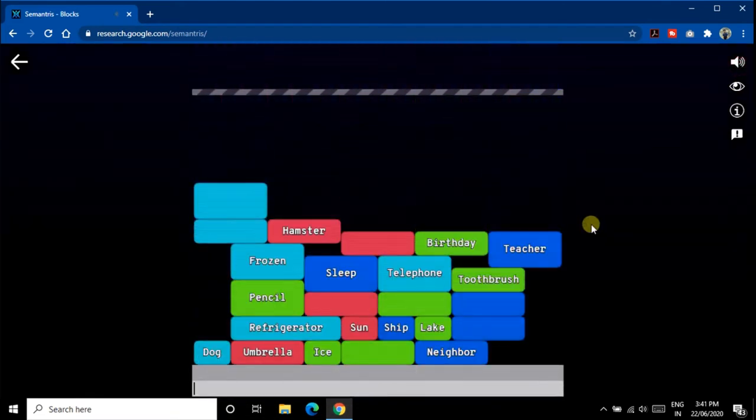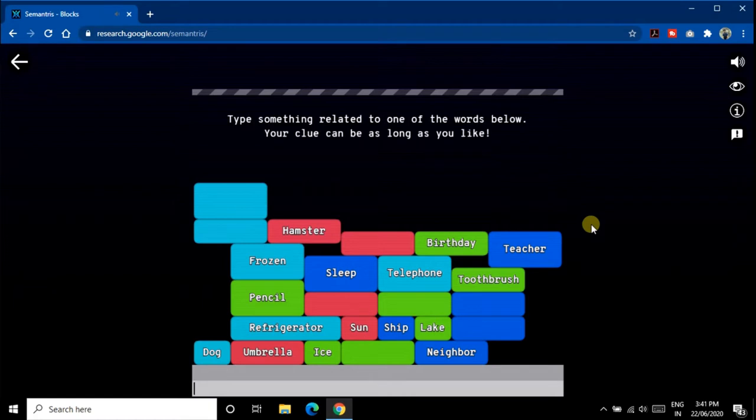Alright, we got some blocks here. It says to type something related to one of the words below. Your clue can be as long as you like. Alright, I can take as long as I like. I'm going to take the word umbrella here.